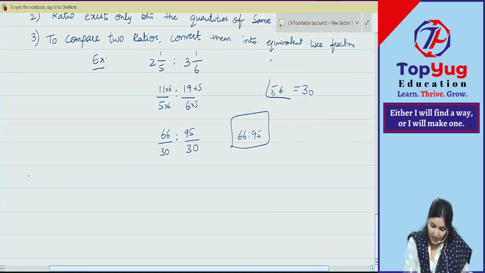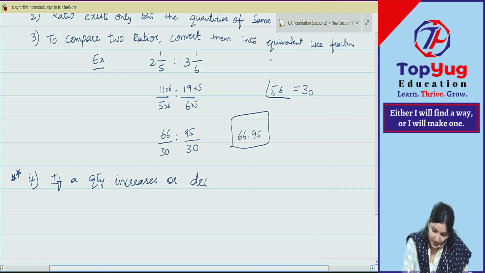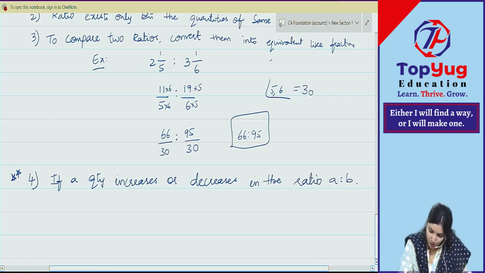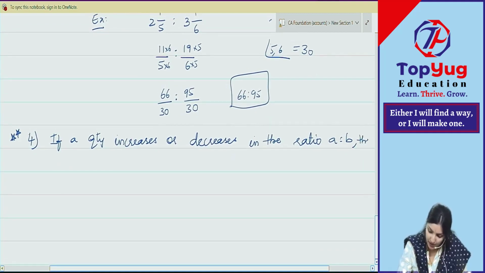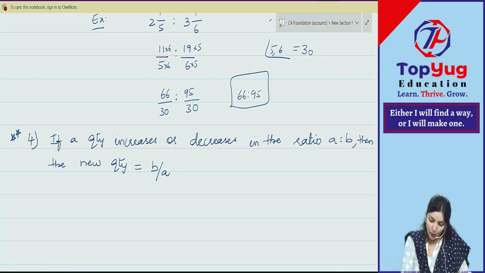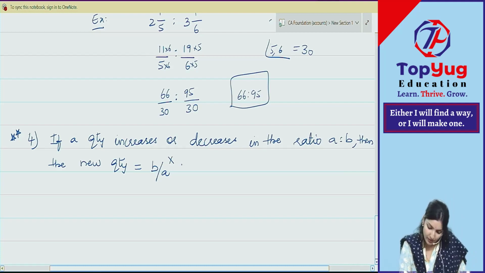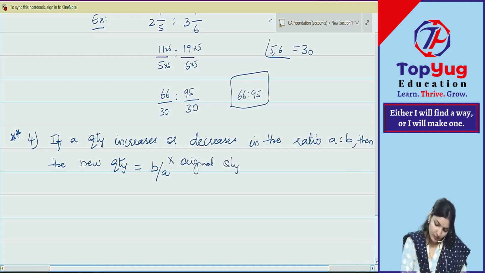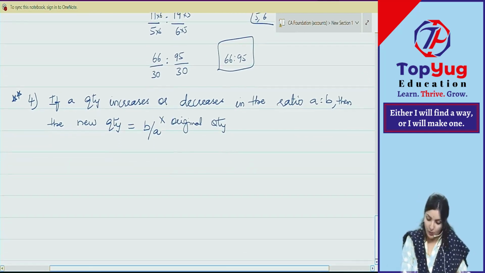One point, this point I'll write. If a quantity, very very important, put a double star mark for the MCQ. If a quantity increases or decreases in the ratio A is to B, then the new quantity is equal to B of the original quantity by A.